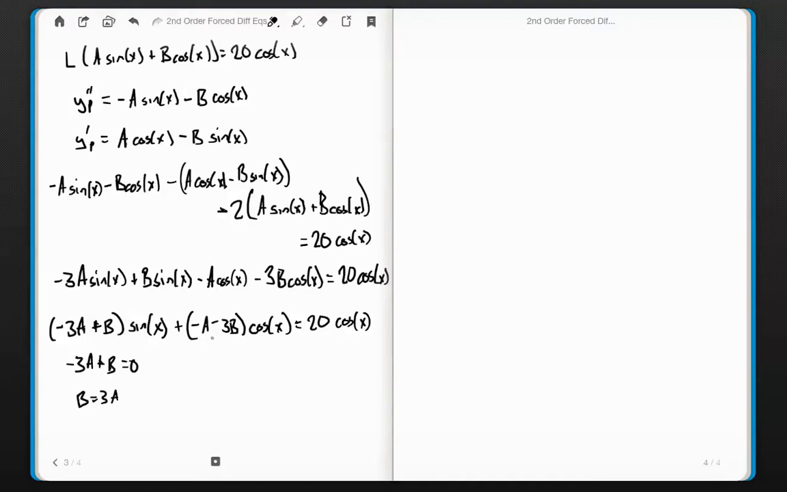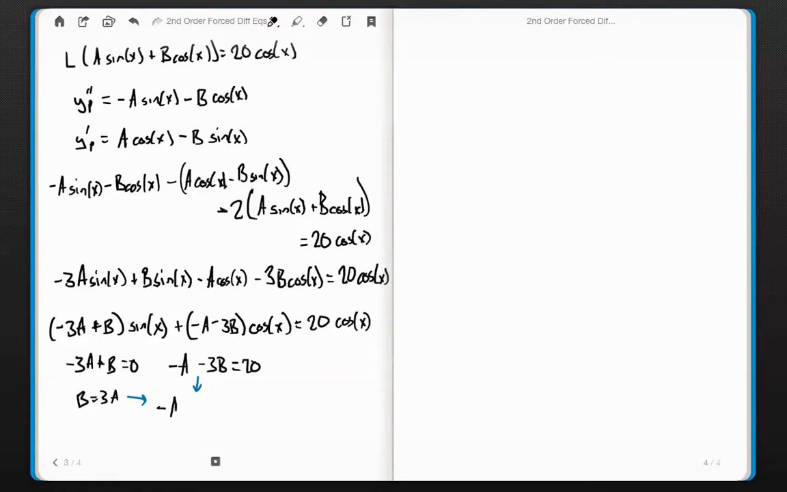And I know that negative a minus 3b, I'm going to wind up with 20 cosines. So negative a minus 3 times b has got to equal 20. So I can plug that b in there so that I combine these two guys here. Now this is just algebra, right? I combine those two together with substitution.